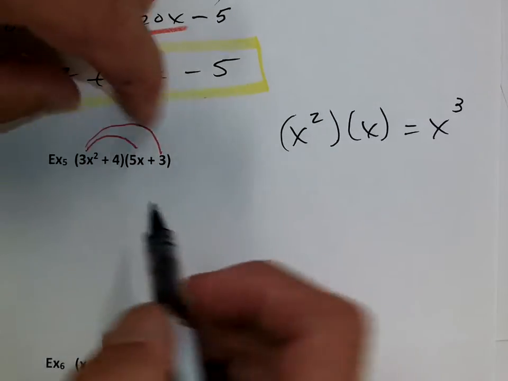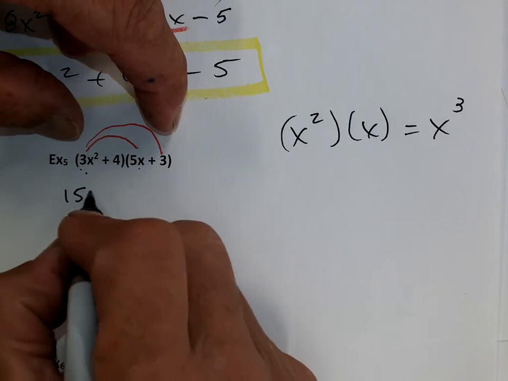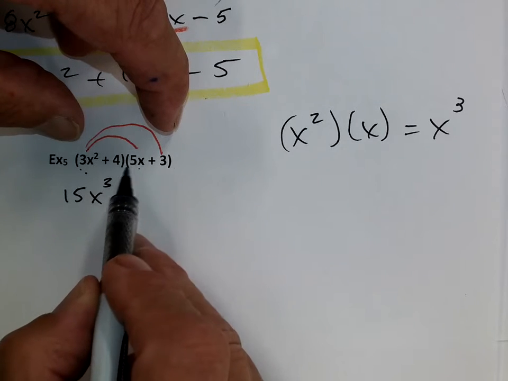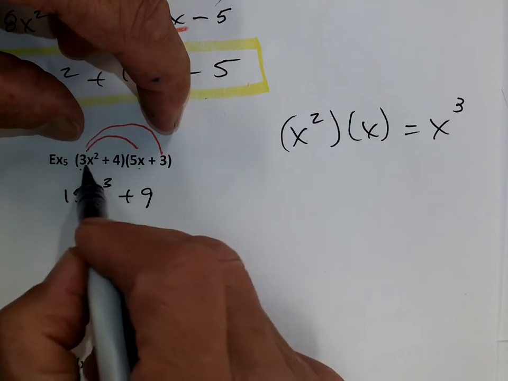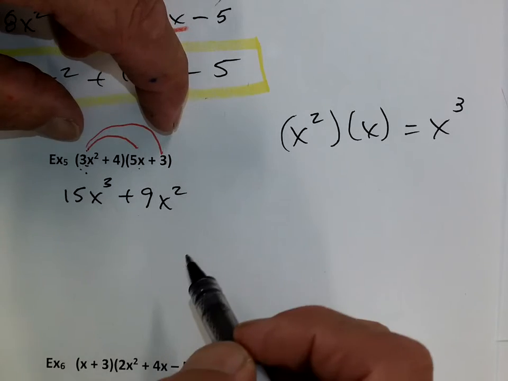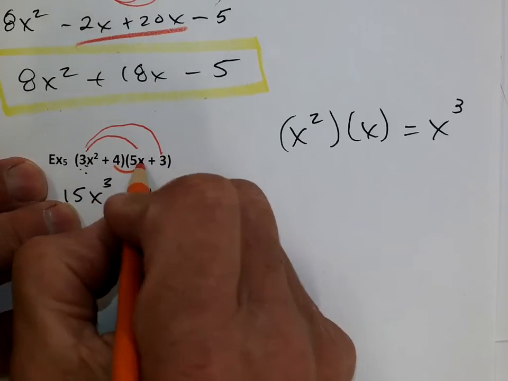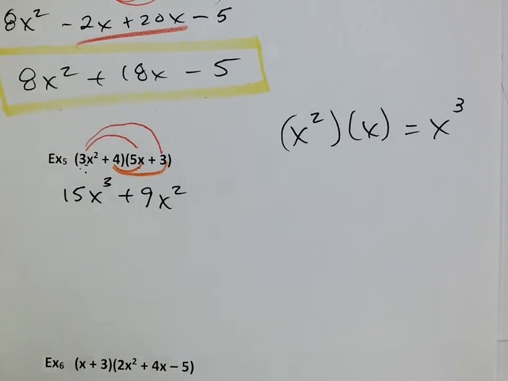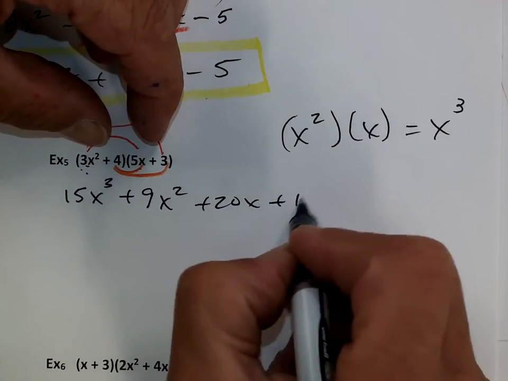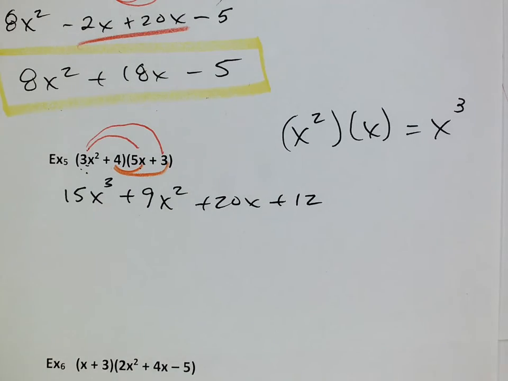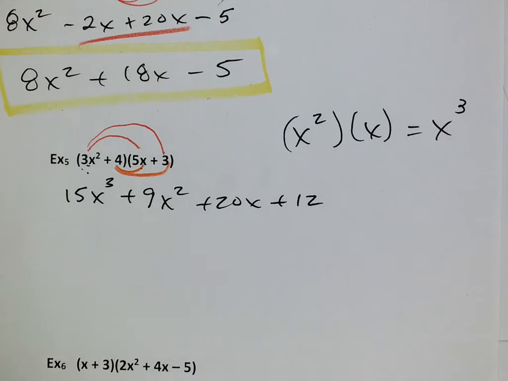When I do that, I will get a 15x to the third power, x squared times x. Then I'll take 3x squared times 3, and I'll get a positive 9x squared, because I still have to multiply times an x squared. I'll do the inside terms. I'll go 4 times 5x and 4 times 3. I will get a 4 times 5x at 20x, and a 4 times 3 is a 12. Now, when I look at this problem, I realize that none of these terms are the same. Can't add them. That's my answer.